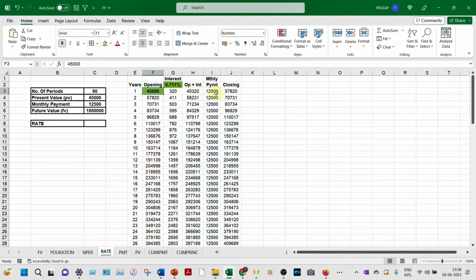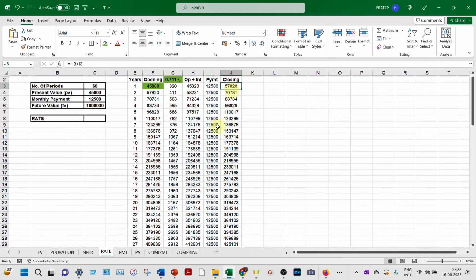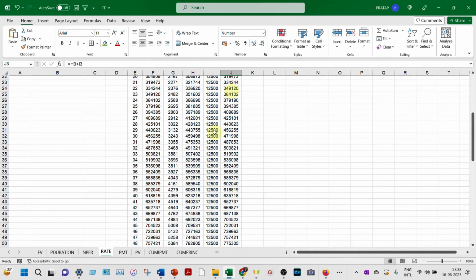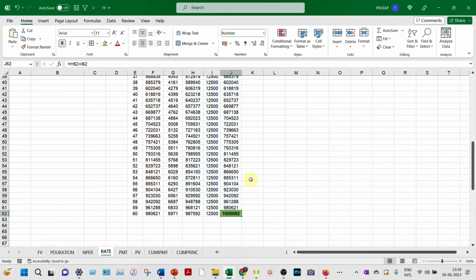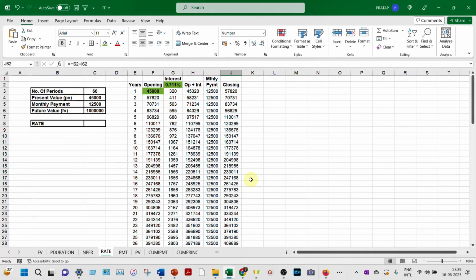Further, the monthly payment at the end of the month of rupees 12,500 has been added to this value, which gives us a closing value of 57,820. So if we move down the table for a period of 60 months and we come to the last month, we see that the final value is rupees 10 lakh and 92 rupees. 92 being a slightly excess amount, which again is very negligible considering the total target that we have arrived at.